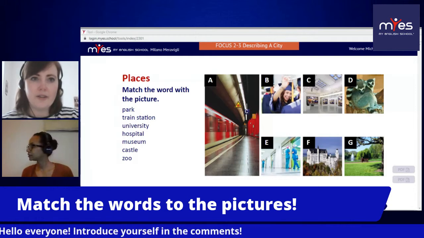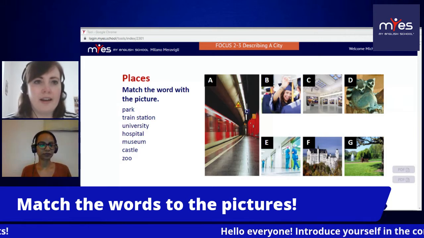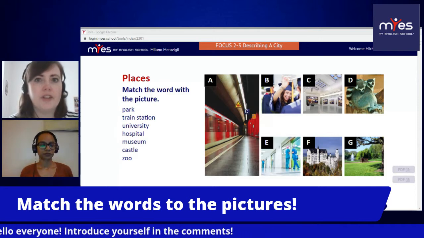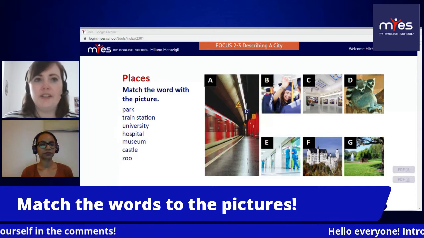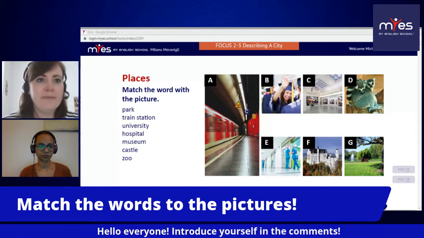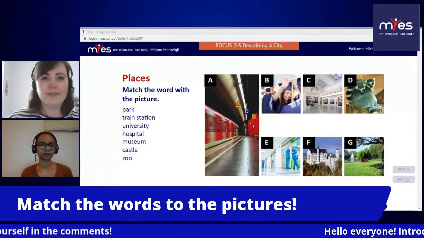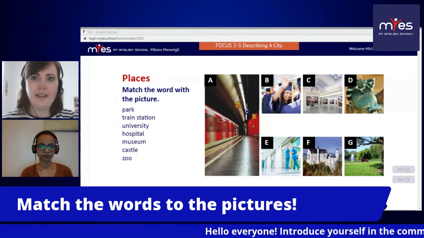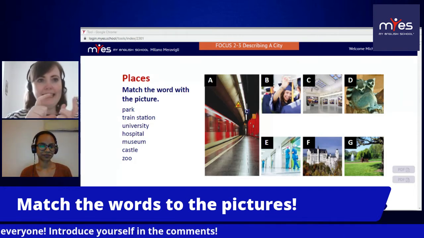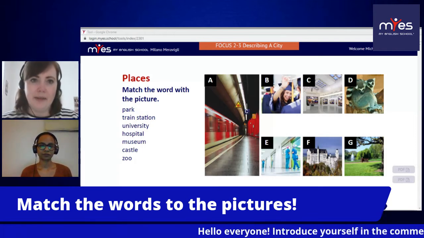Yeah, of course. So we're looking to match these. Our options are park, train station, university, hospital, museum, castle, and zoo. Okay, so if you're watching, you can write in the comments. You can just put A and what you think it is, B what you think it is. Okay, so based on the pictures.